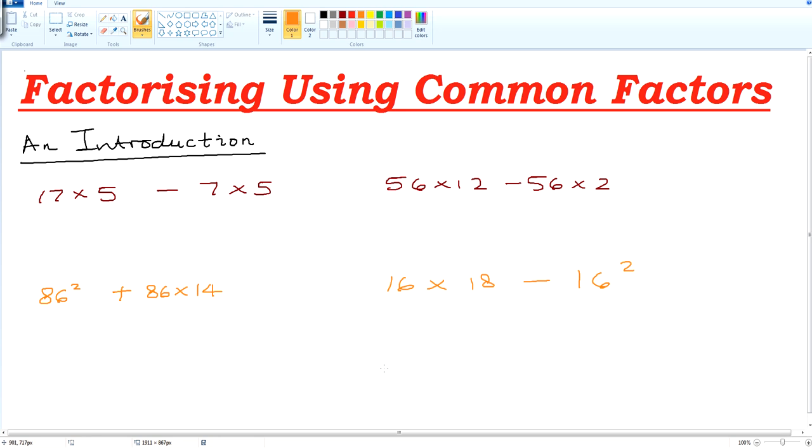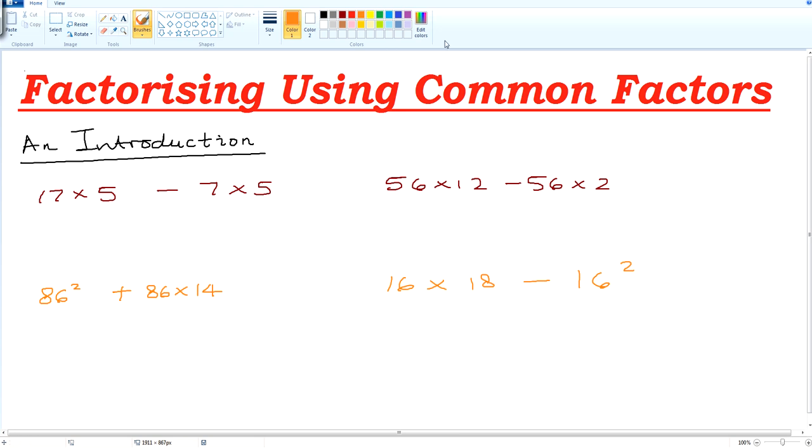I'm now looking at factorizing using common factors. This is the first time I'm doing this type of video, as an introduction to common factors, looking at the basis for the idea of factorizing, looking at products now. So without any further delay, let's get started.